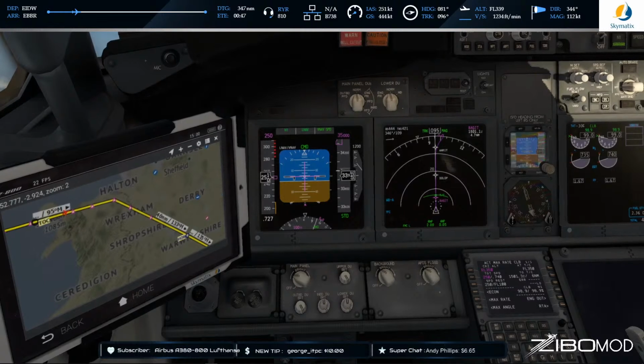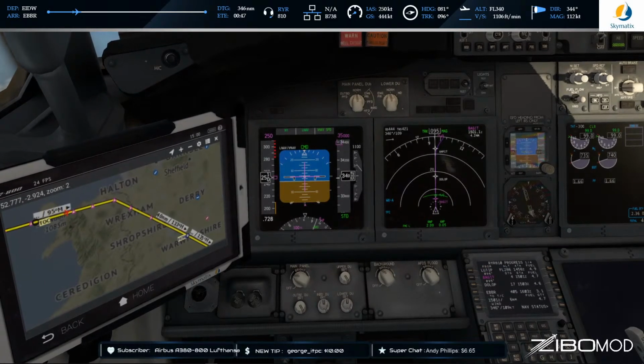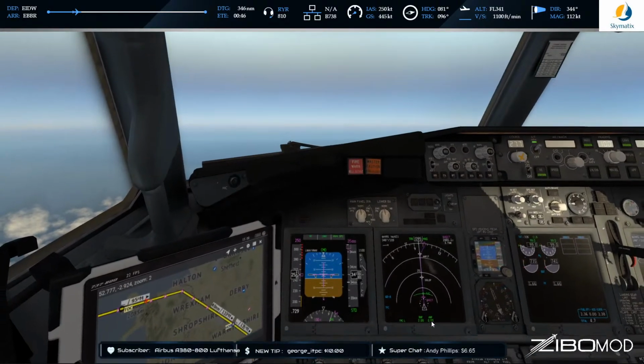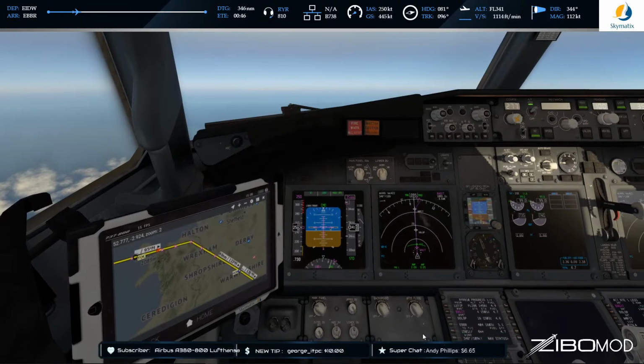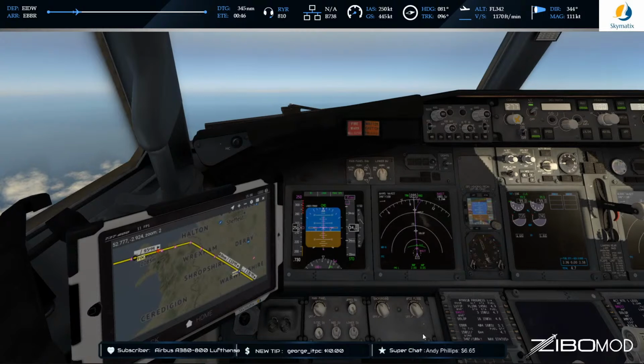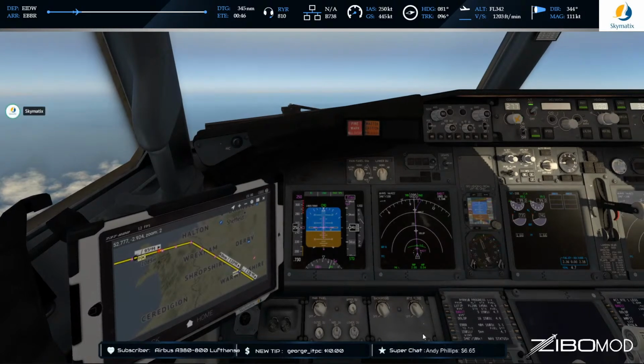Too late. 1000 to level off. Ryanair 7 Romeo Bravo, thank you. Climb flight level 330. 330, 7 Romeo Bravo.